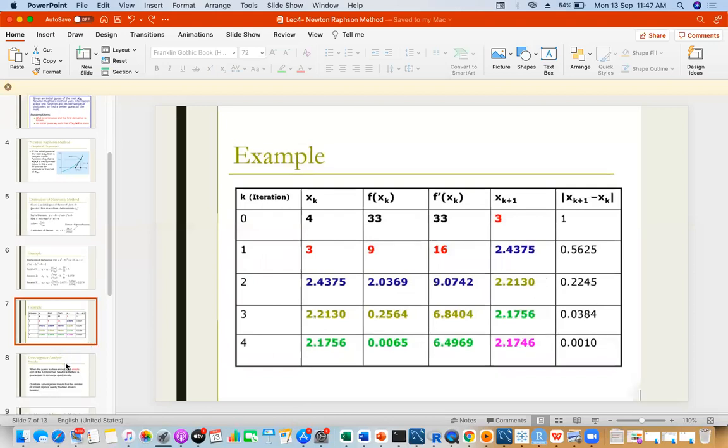Now, let us say here, if you see, we have reached the accuracy in 5 iterations. The iteration should not start from 0. It should be 1, 2, 3, 4. That is just a mistake.